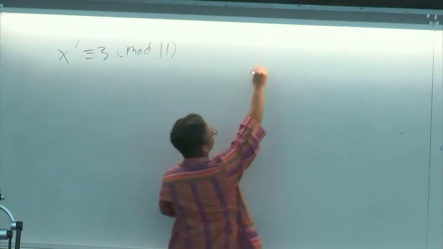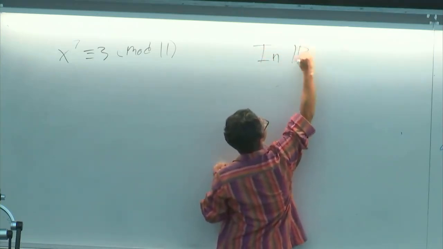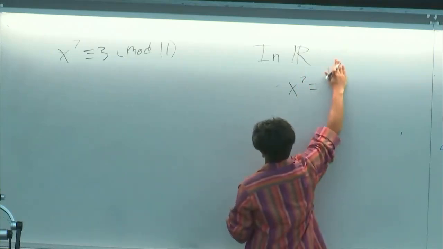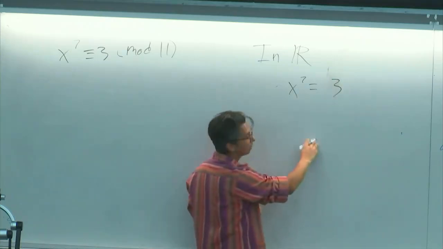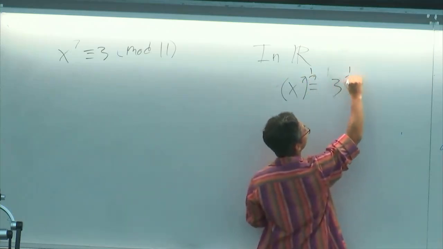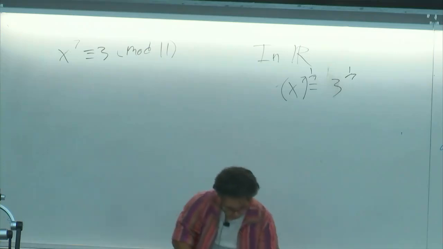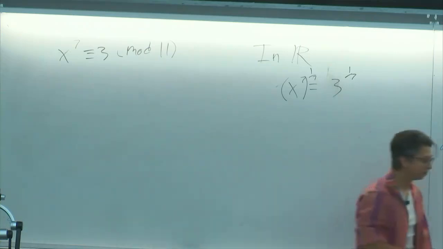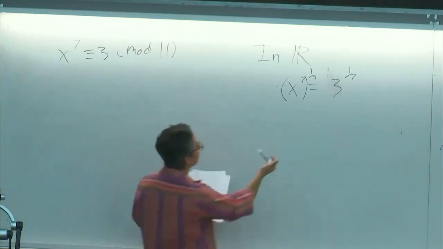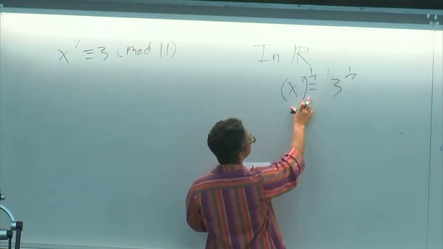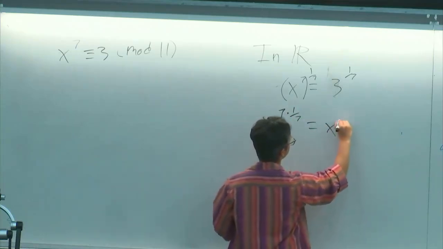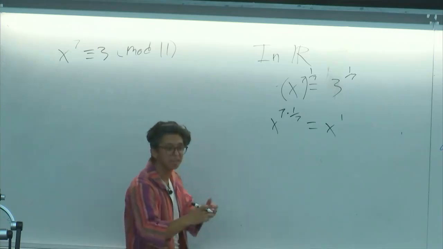If this was in R, the reals, and I had x to the 7th is equal to 3, what I would do is take the 7th root of it. I'd exponentiate it to the 1/7. That's all I would do if I was in the reals. But we're not in the reals. The reason we do this is because x to the 7 times 1/7 is equal to x to the 1. That's what gives us something nice.